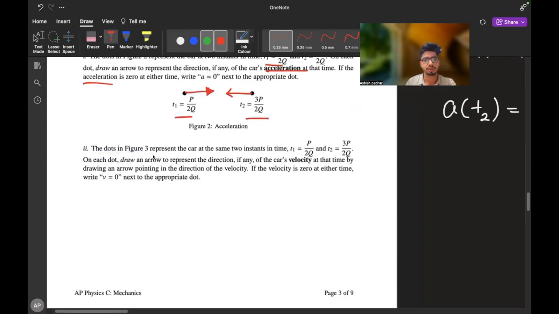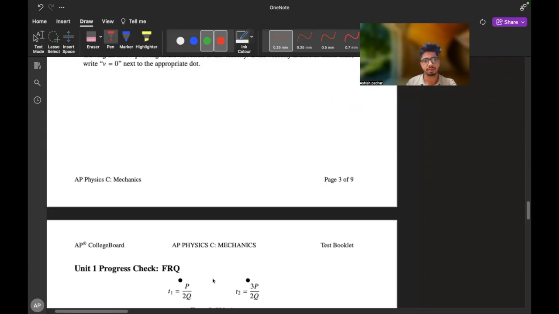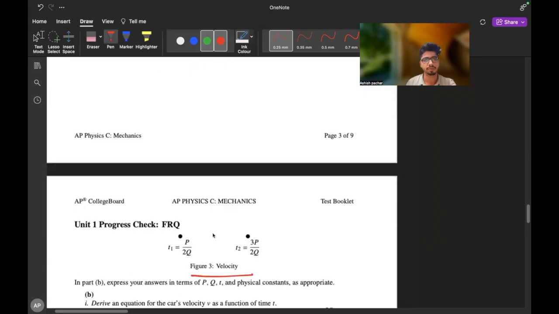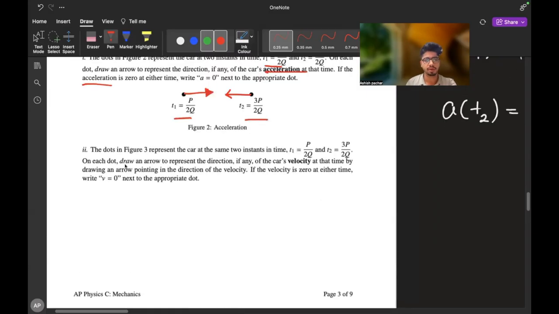At the dot represented in figure 3. So this is figure 3 that we have. And now, draw the arrow to represent the direction of the velocity at that time, if any, and draw the arrows pointing out the direction of the velocity. So basically right now you have to do the same thing that you had done above for the acceleration. Now you have to do it for the velocity.